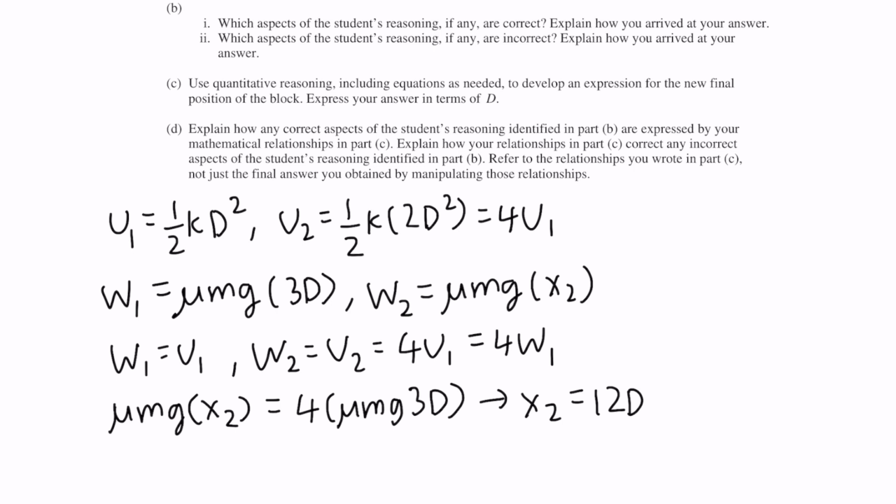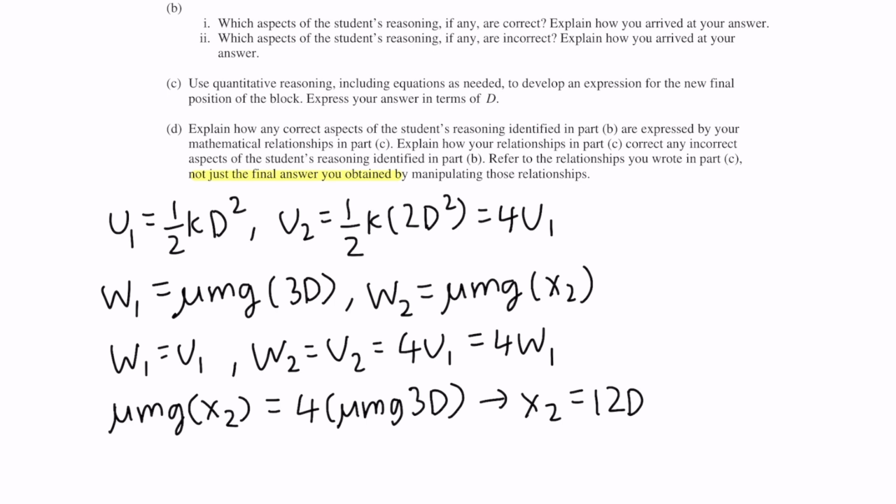And in part D, we're asked to explain how any correct aspects of the student's reasoning are expressed by our mathematical relationships in part C, and explain how the relationships in part C correct any incorrect aspects of the reasoning as well. And we're asked to refer to the relationships in part C, not just the final answer we obtained. So I'm going to do it verbally here because there's a lot to write down. Obviously on the AP you'd have to write it all down, but I'm just going to explain it a little with words here.